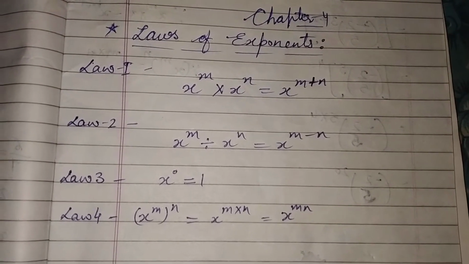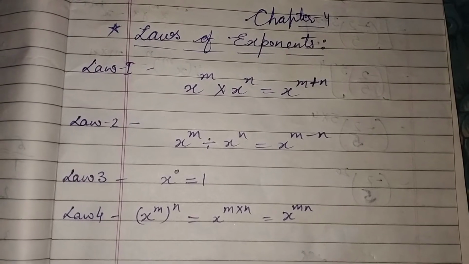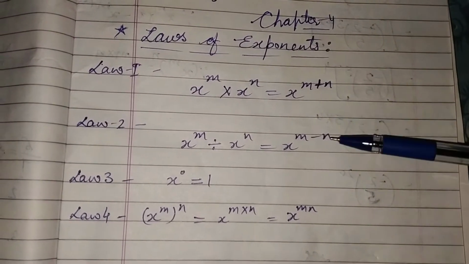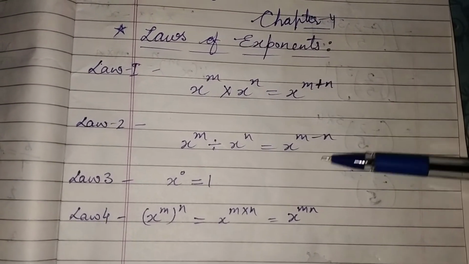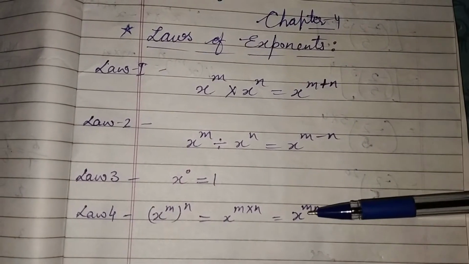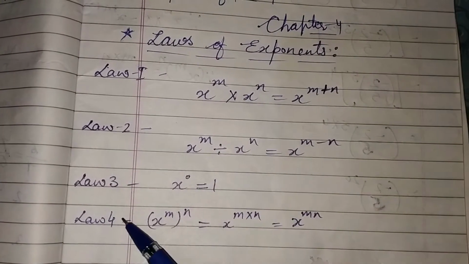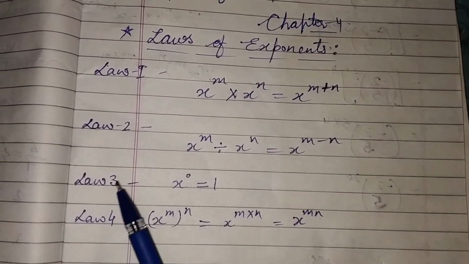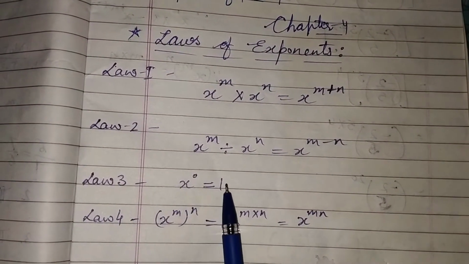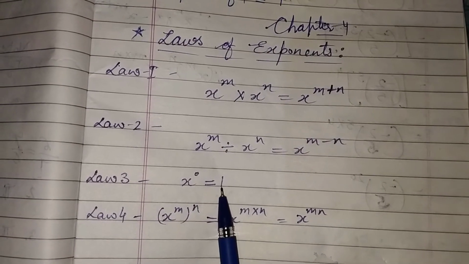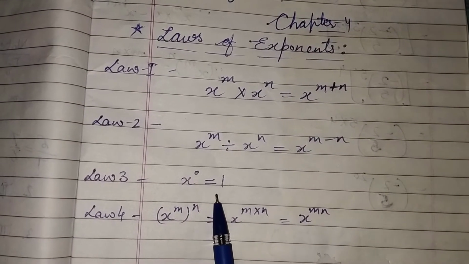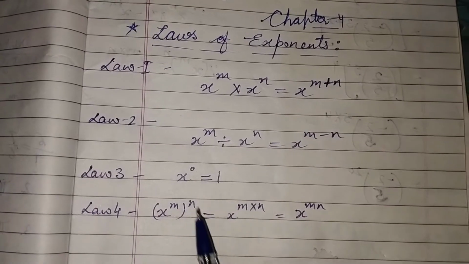Firstly, we will revise the laws of exponent. First and second law we already did. Okay, today's next worksheet is based upon the next two laws. Third law is x raised to the power 0 equal to 1. Okay, something raised to the power 0 equals 1.